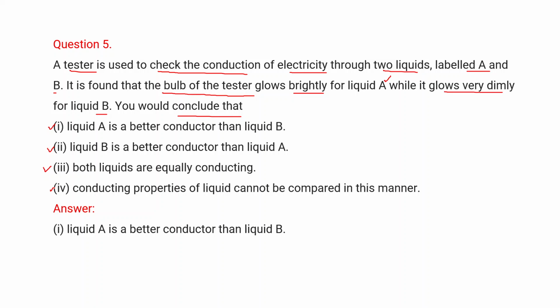Now, how can we choose the correct answer? Actually, in case of liquid A, the bulb of the tester glows brightly. Okay, and in case of liquid B, it is not bright, it is dim. So we can say liquid A is a better conductor than liquid B. So the first answer is correct.